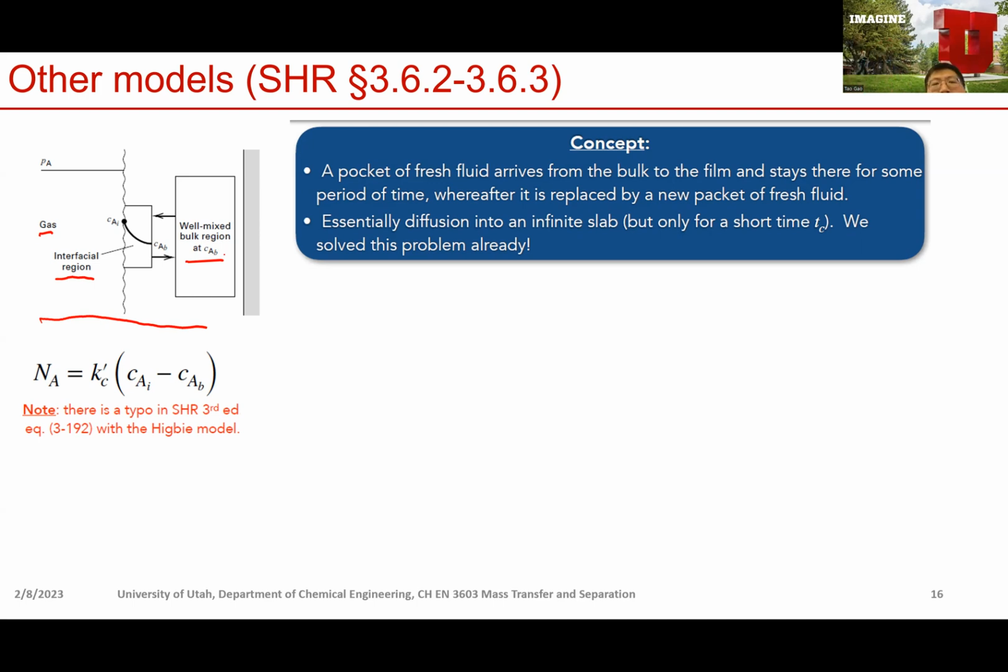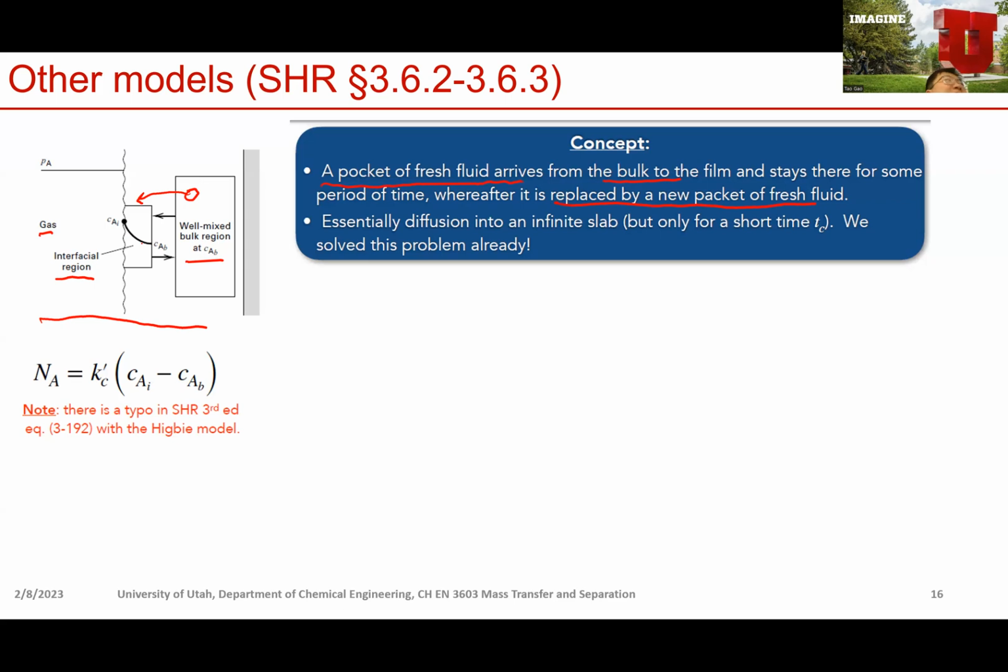In this model, it assumes pockets of fresh fluid arrive from the bulk to the film. So we have small pockets of fresh fluid. They move to the interfacial region, then they stay there for some period of time until they are replaced by new pockets of fresh fluid.